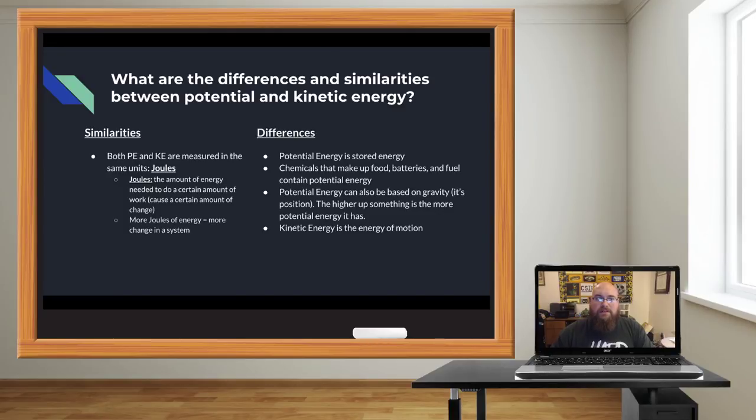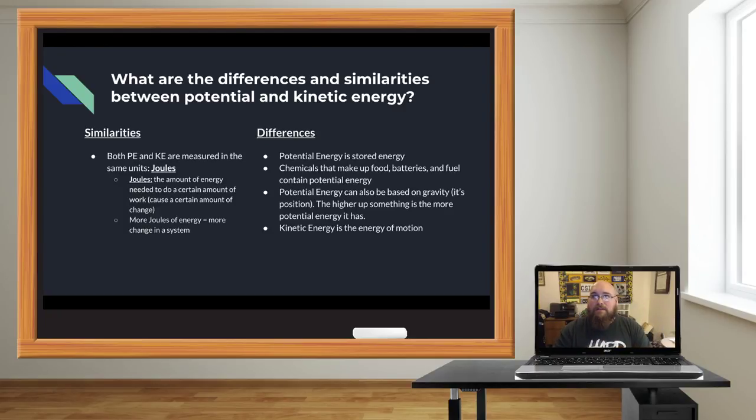What are the differences and similarities between these? Well, similarities: both potential energy and kinetic energy are measured in joules. Joules is the amount of energy needed to do a certain amount of work, or cause a certain amount of change. More joules of energy means more change can occur in the system. So think of it kind of like a currency. The more joules you have, the more you can change about the system.